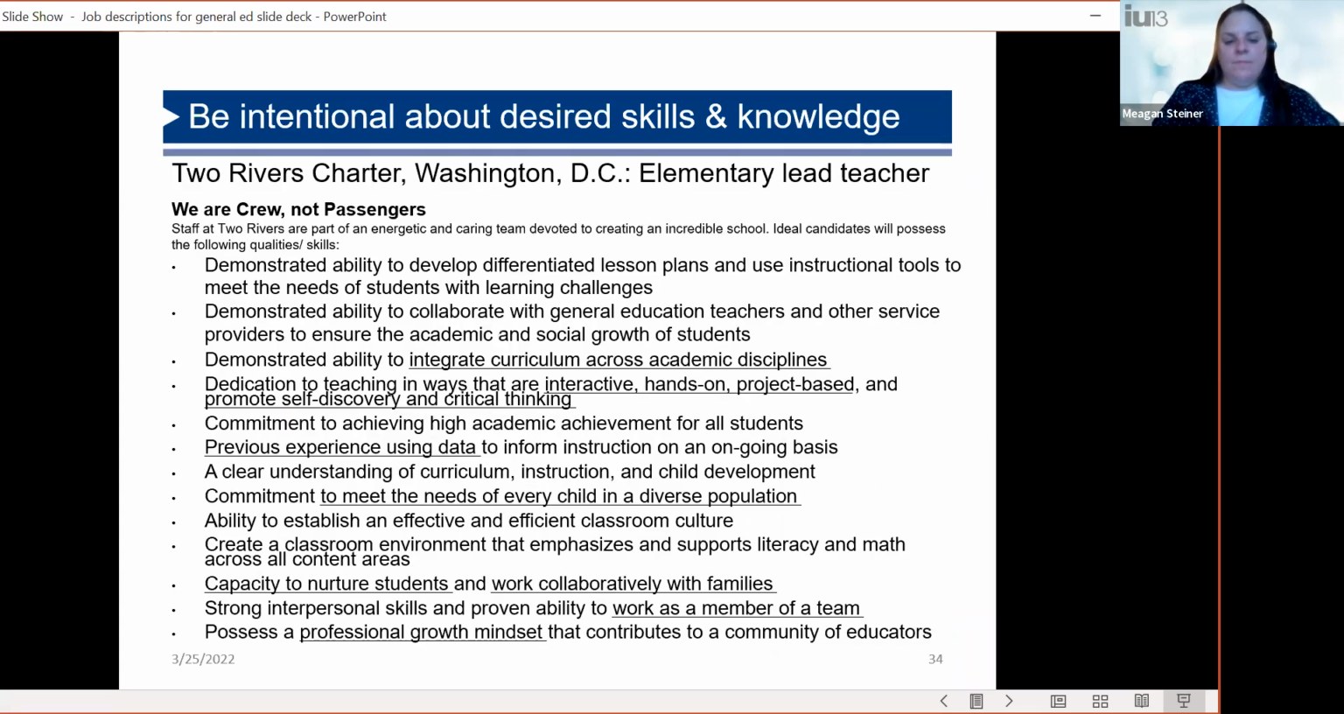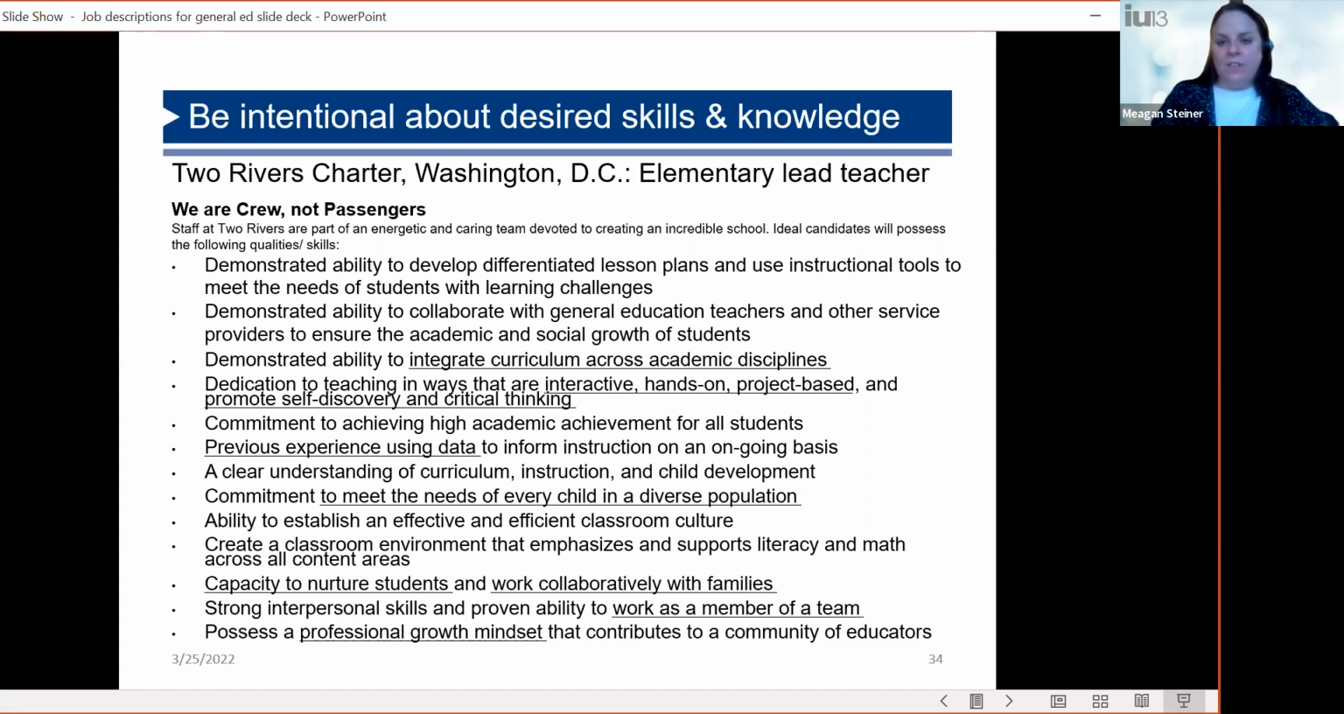This next one, this is probably the longest one, is from that charter school I mentioned, the one from Washington, D.C. "We are crew, not passengers" was the phrase. And this is only part of their list of desired skills and qualities, but some of these are more explicit or tangible, like integrate curriculum across academic disciplines. Some are broad, like meeting the needs of every child in a diverse population, previous experience using data.